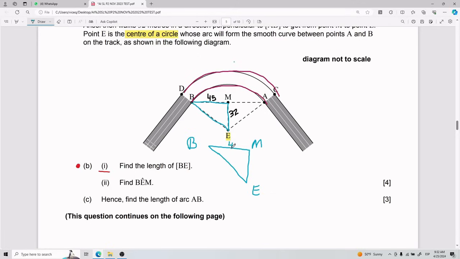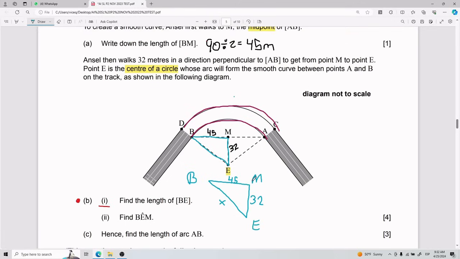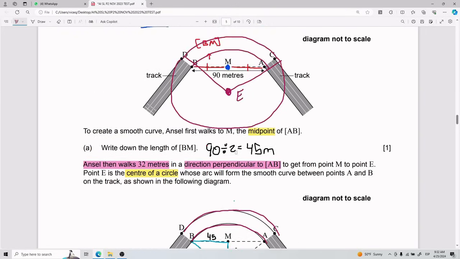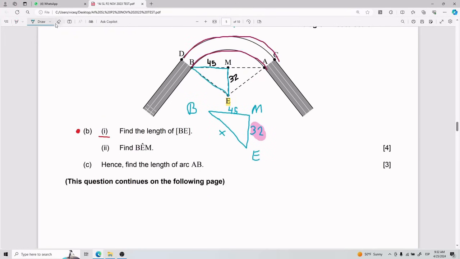On the one hand, this is 45 for distance. On the other hand, this is 32. And the length BE is what you're trying to find. Do you know anything else? Yes, you do. Here they tell us, and I didn't point it out earlier, in case you might have noticed it, that Ansel then walks these 32 meters, which is the 32 I put right here, in a direction perpendicular to AB. So if it moves in a direction that is perpendicular, that means we've got a 90-degree angle right there.